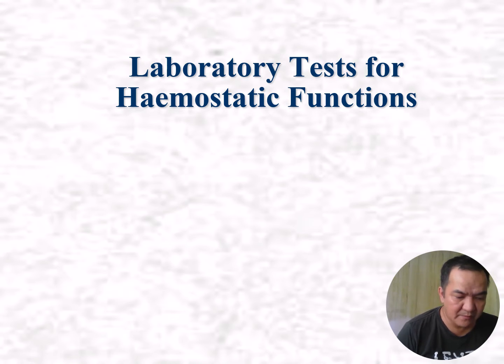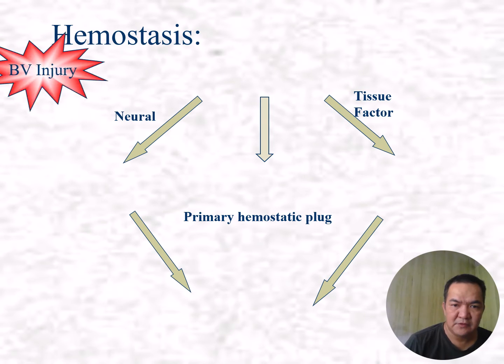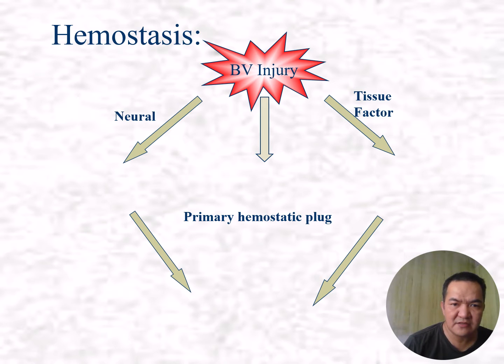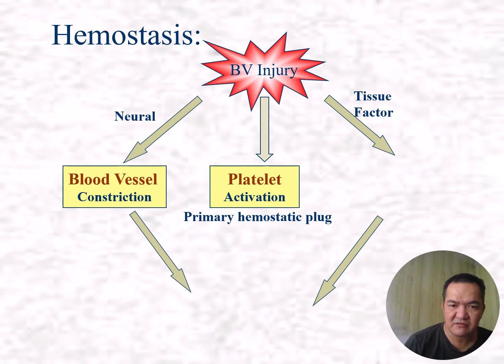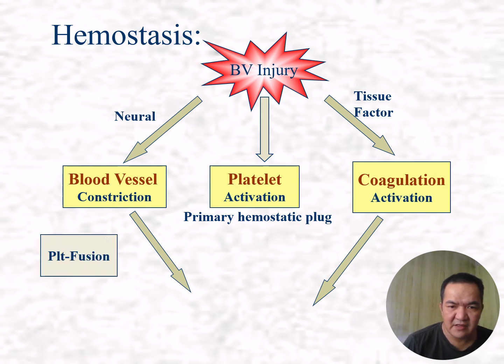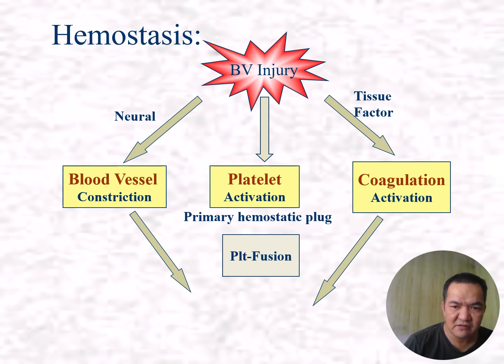This PowerPoint presentation contains information about different laboratory tests that are performed to determine the function of the blood to stop bleeding. In this slide, we can see the different events or mechanisms that happen after an injury. The first event is blood vessel constriction. Second is platelet activation, and third event is coagulation.